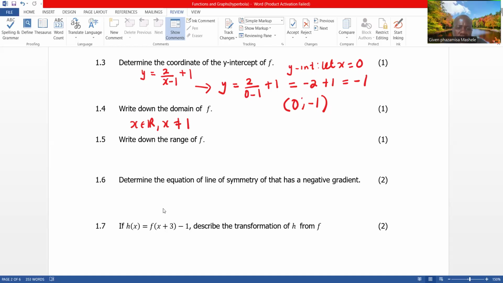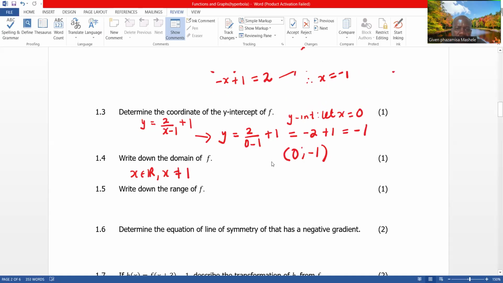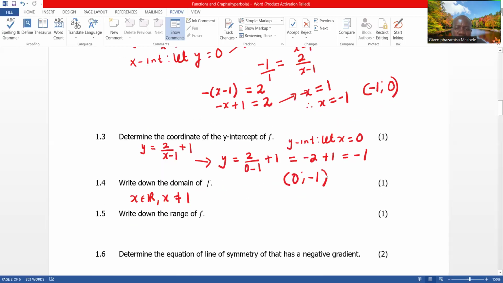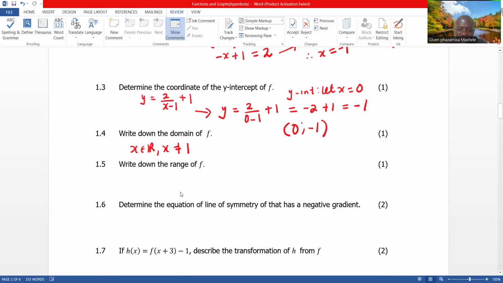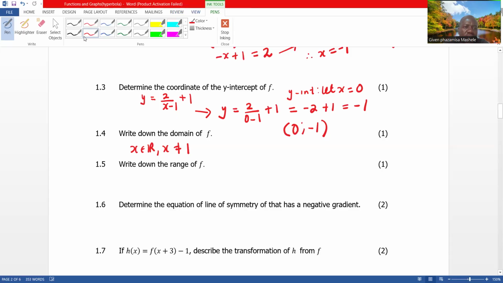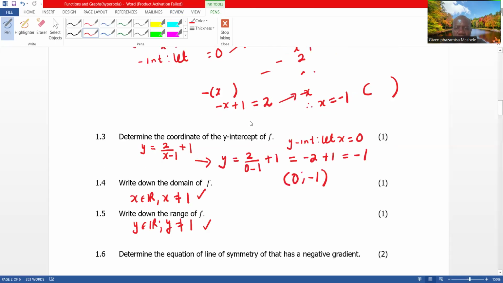Okay, so I was talking about how to determine the x-intercept. For the y-intercept, we let x be equal to 0. The domain of f, we just restrict x not equal to 1, the asymptote. Now we want the range. How to determine the range? In order to determine the range, we say the range is y is an element of the real numbers, but y should not be equal to the horizontal asymptote, which is just 1. So we only restrict the vertical and the horizontal asymptote when we are determining the domain and range of a hyperbola.